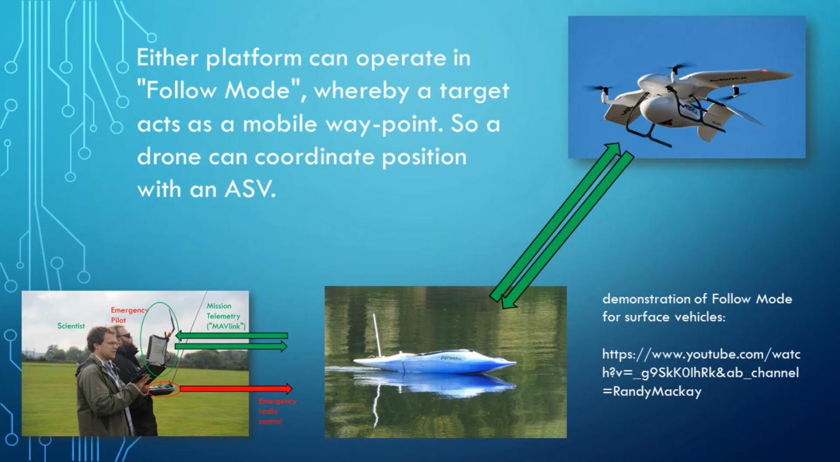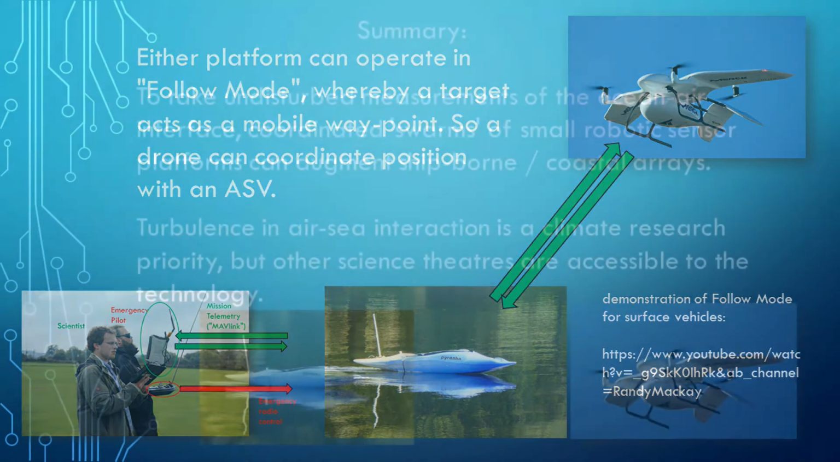By having the same avionics on the aircraft and the ASV, the aircraft can be aware of where the ASV is. It is then possible to have a follow mode, which has already been written into the software, so wherever the boat goes, the aircraft copies that operation.